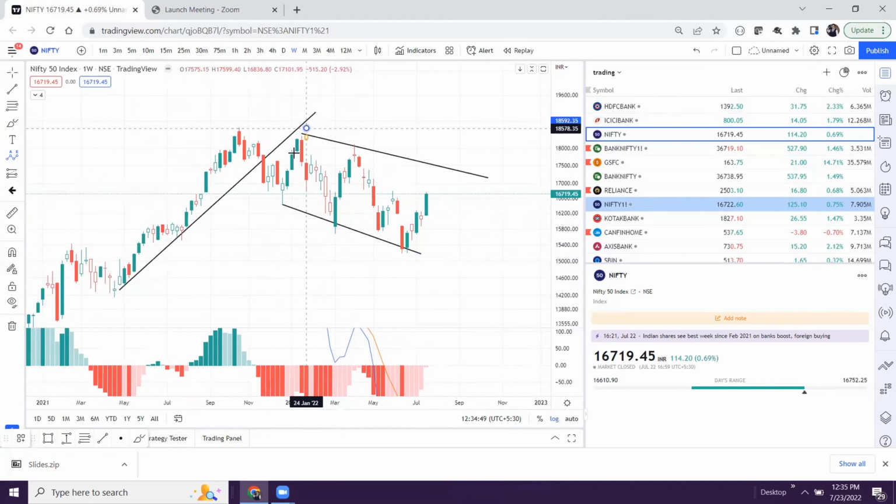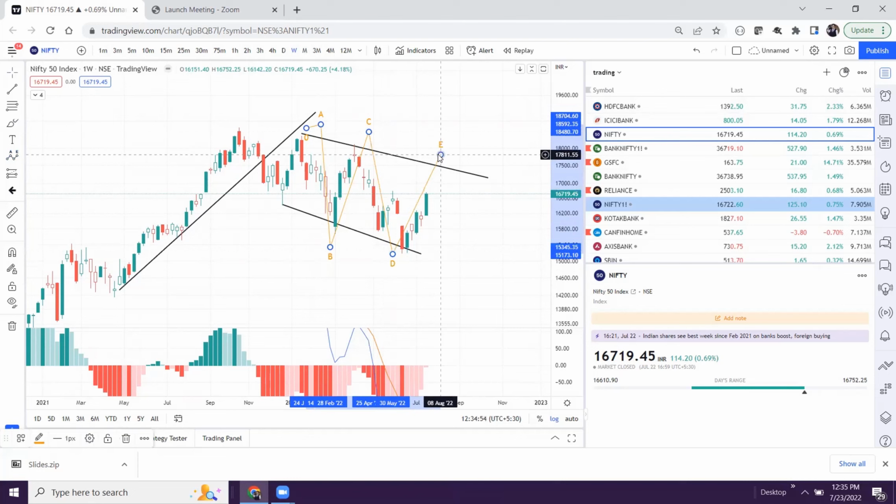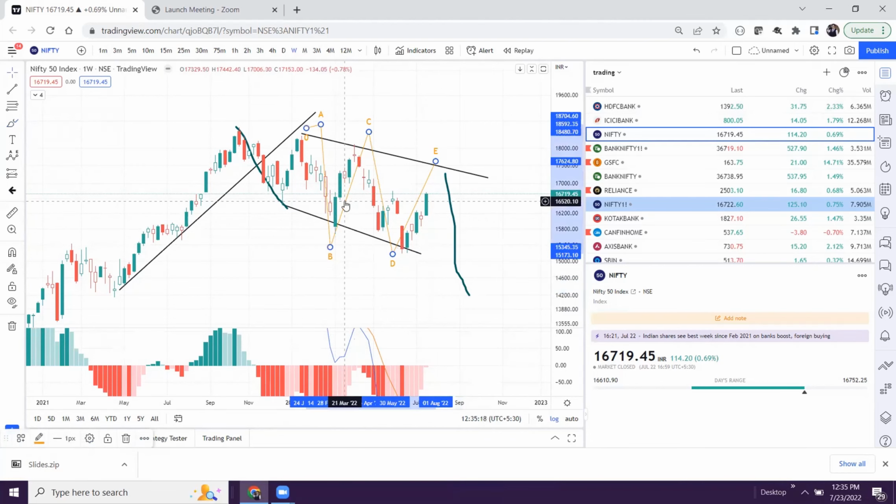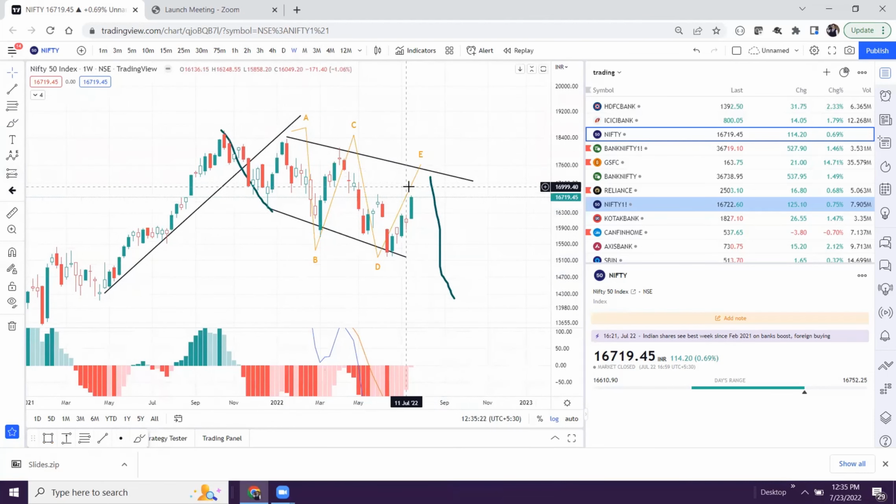So this can be a b c d, and this can be e, and then again for this down move we can have one more down move. So this is one possibility. I mean, let us now suppose this possibility is not true. So what are the other possibilities? Let us see on the weekly chart what the other possibilities are. So let me erase this first.